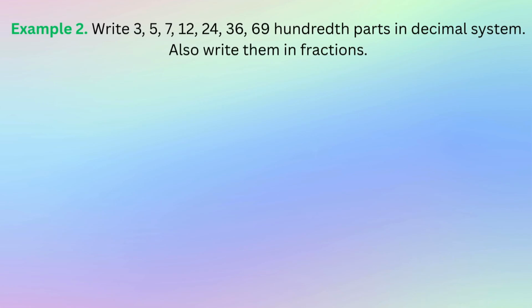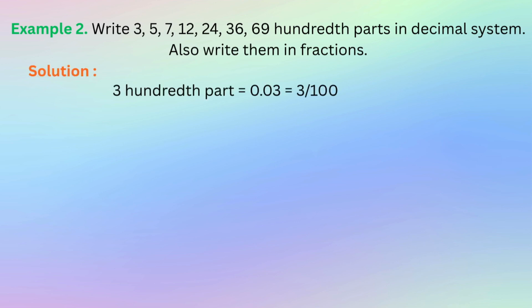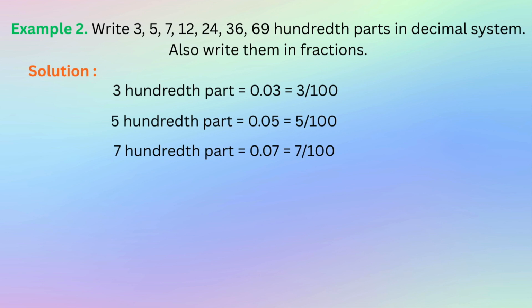Example 2. Write 3, 5, 7, 12, 24, 36, 69/100th parts in decimal system. Also write them in fractions. Solution. 3/100th part equals 0.03 equals 3/100ths. 5/100th part equals 0.05 equals 5/100ths. 7/100th part equals 0.07 equals 7/100ths.